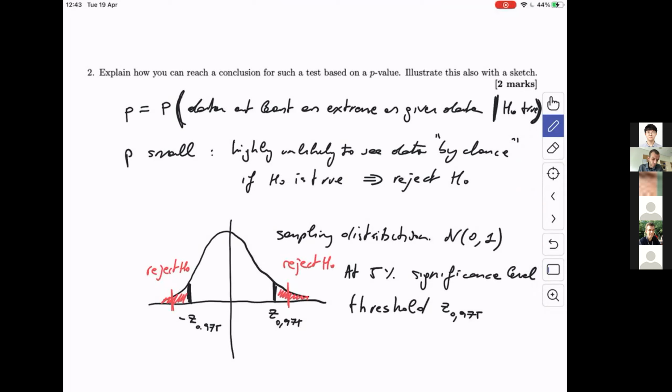And how do we find these cutoffs? How do we determine them? Well, we want 95% of the area under the curve to be between these two bounds, and we want the remaining 2.5% here and here to be outside of those bounds.